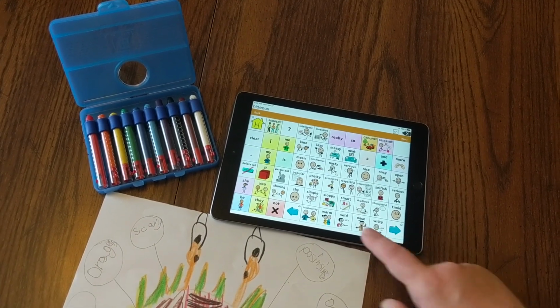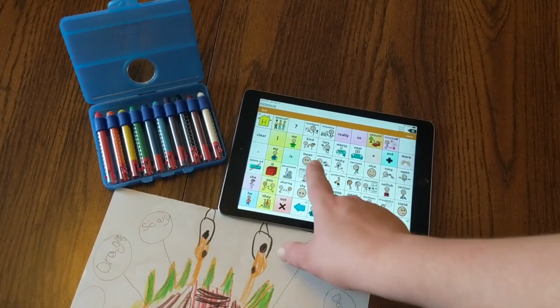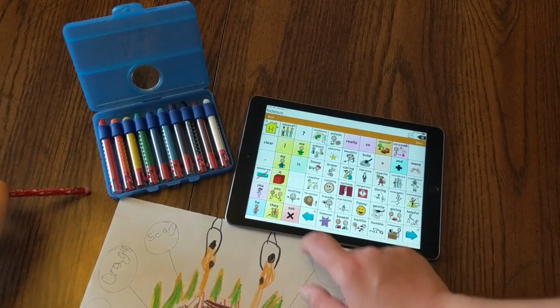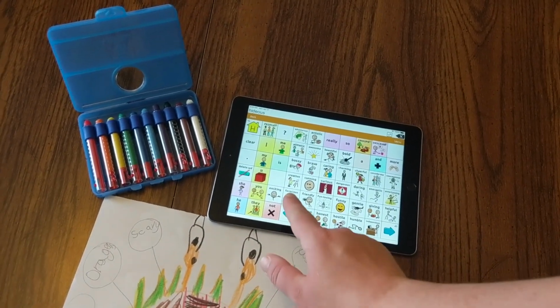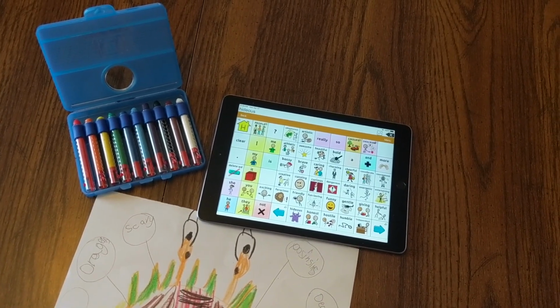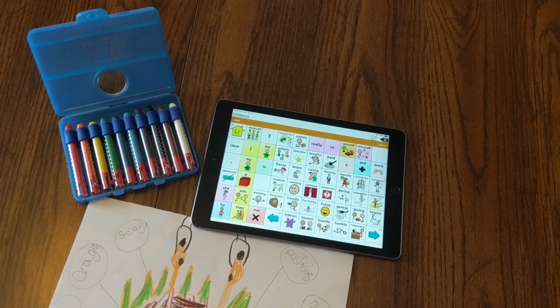He has venom on his legs. So is he a mean crab? Let's go back to the first page. Is he a ferocious crab? You like that one? Okay.